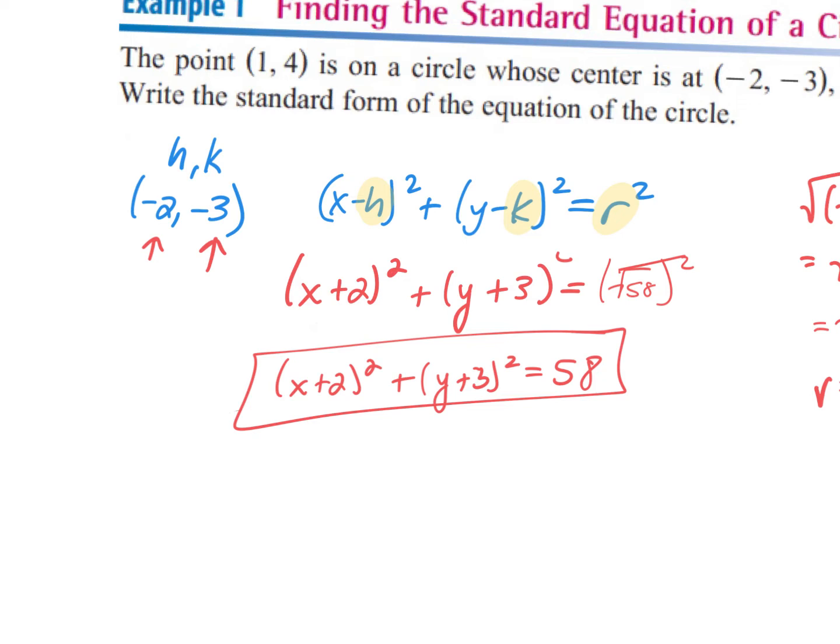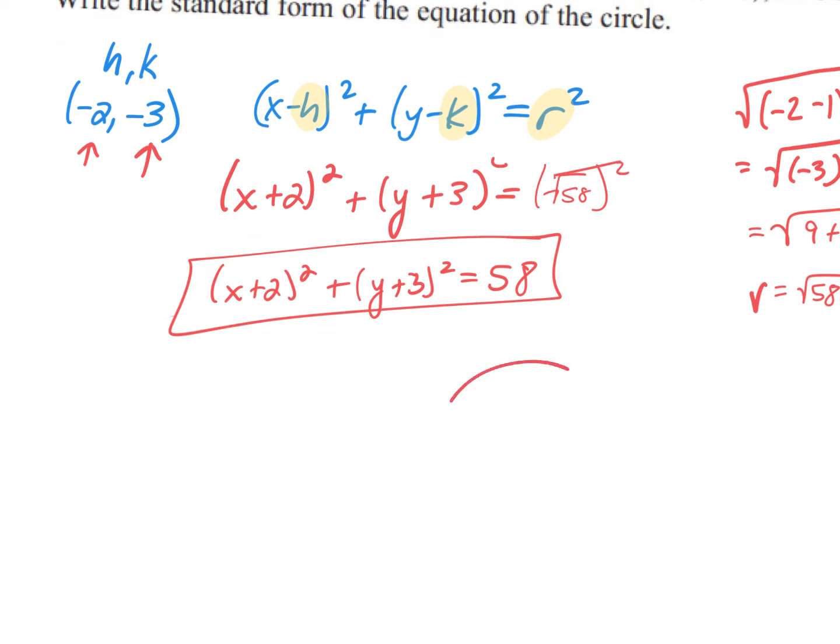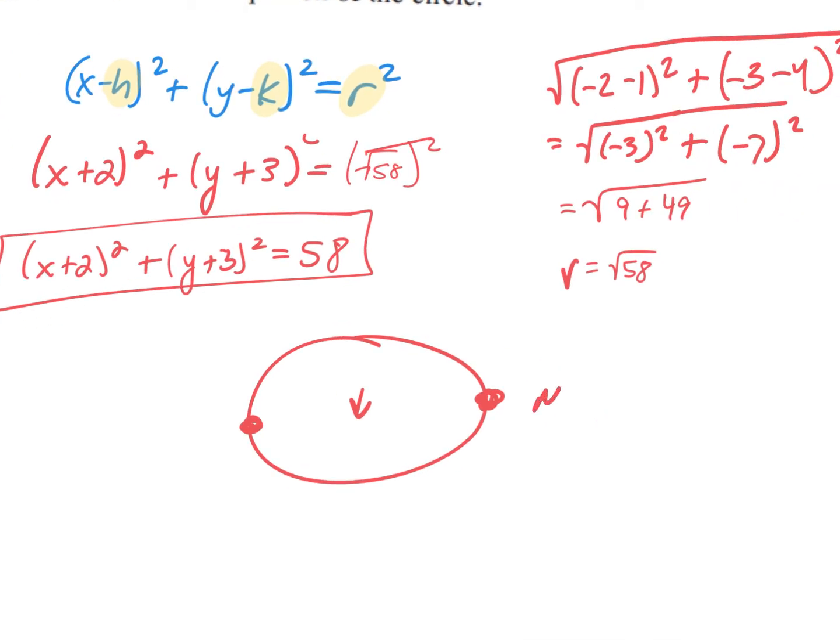Now, they'll give you the question in different ways. Sometimes they'll say 2 points on a circle. If it's 2 points on the circle, you have to find the middle. How would you find the middle? If you have 2 points, just think about this. If I have a point here, and I have a point here, how do you find the middle? How do you find the middle of 2 points? The midpoint. Very good. You're going to have to find the midpoint.